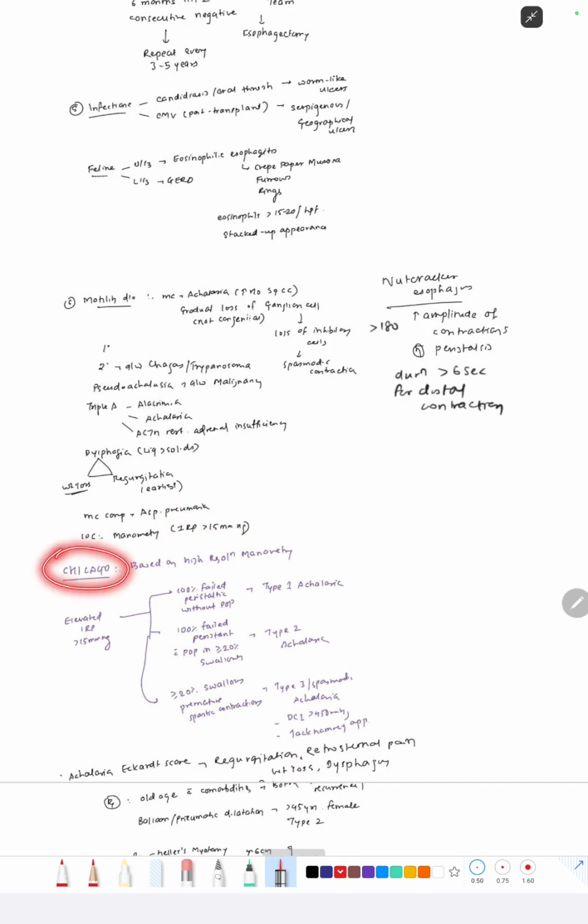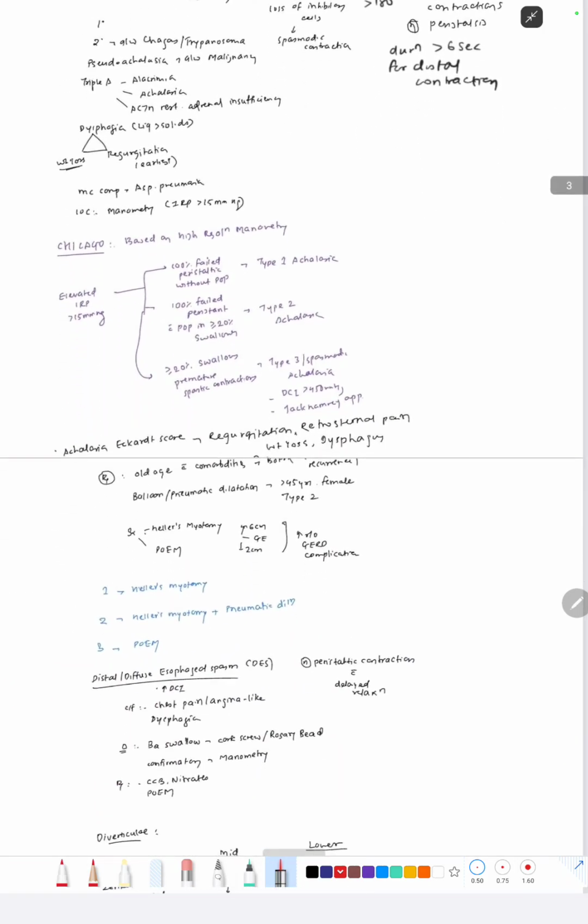Based on it, there is the Chicago criteria. In the Chicago criteria, considering the elevated IRP more than 15 mmHg, there is type 1 achalasia, type 2 achalasia, and type 3. In type 1, there are 100% failed peristaltic contractions without panesophageal pressurization. In type 2, there is 100% failed peristalsis with panesophageal pressurization in more than 20% of swallows. And type 3 is also called spastic achalasia, wherein more than 20% of swallows show premature spastic contractions. Here, the DCI, that is the distal contractile integral, is more than 450 mmHg, and it shows a jackhammer appearance.